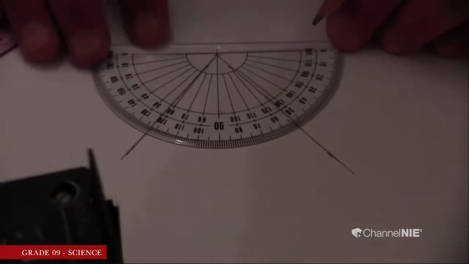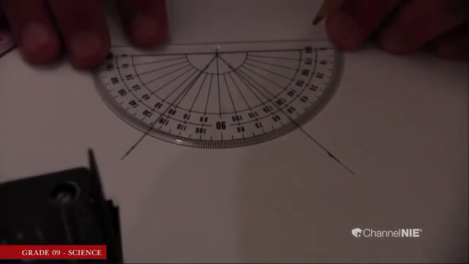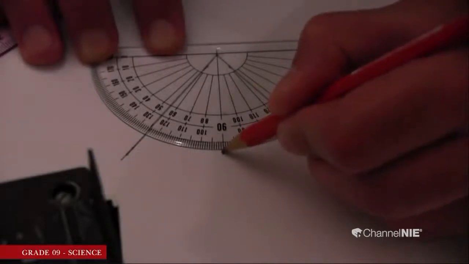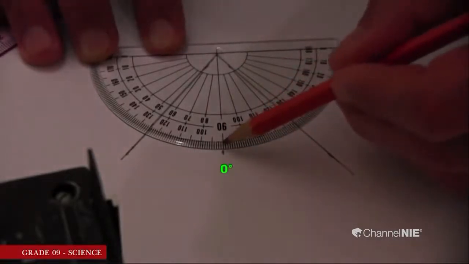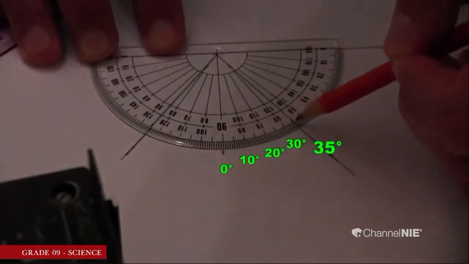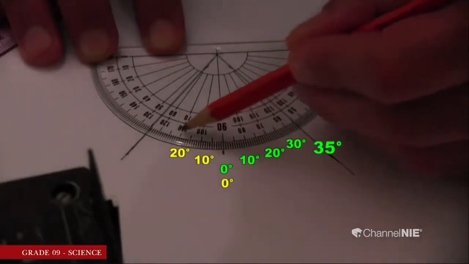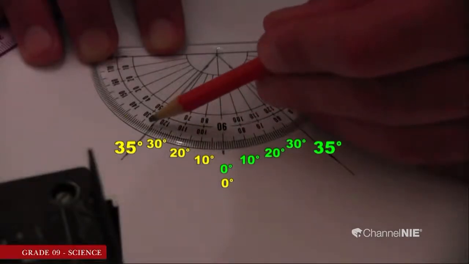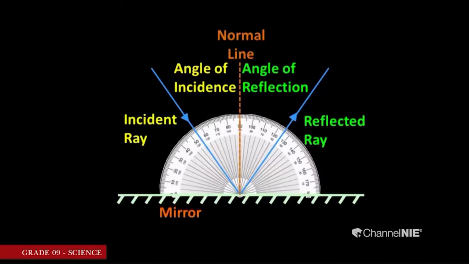Then keep the protractor and mark the line that is perpendicular to the mirror surface, so that you can measure the angles on either side of the perpendicular line. You can see both angles are equal, and it is 35. So, you will come up with a diagram like this. Let us see what is in this diagram: incident ray, reflected ray, the line that is perpendicular to the mirror surface, angle of incidence and angle of reflection.